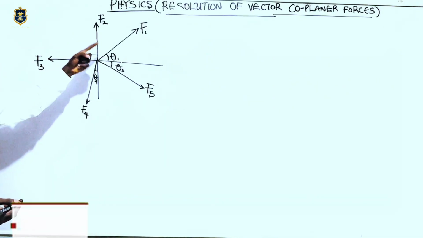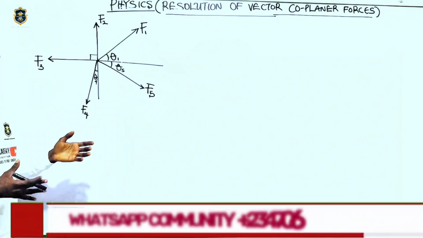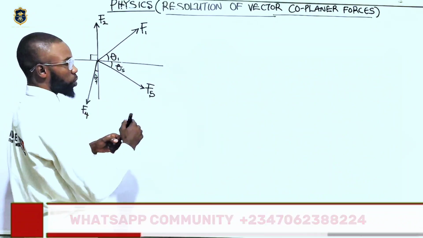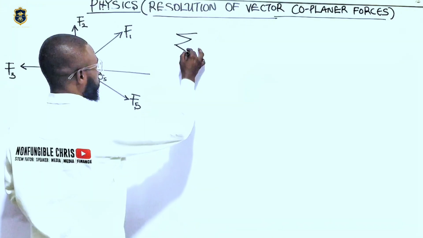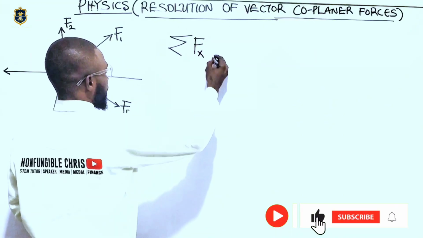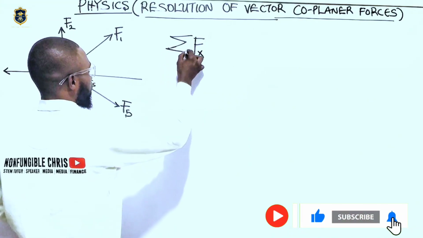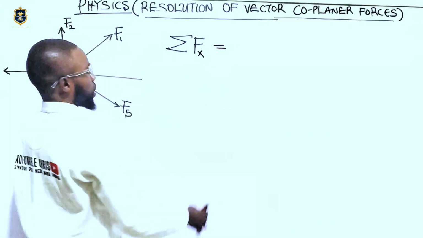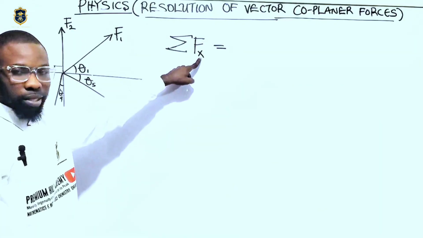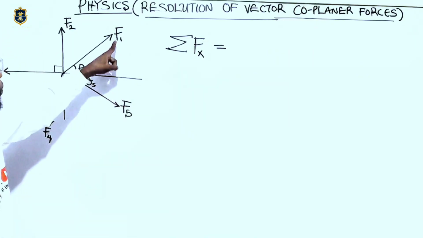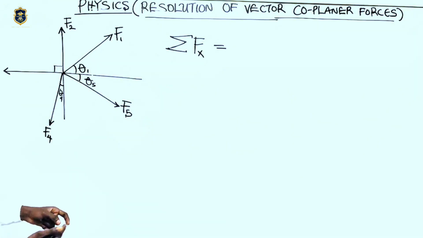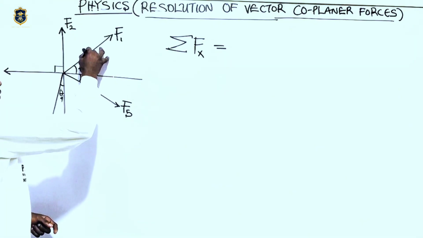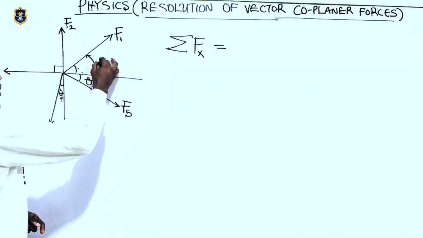Step one, we resolve all the forces into their x and y coordinates. So what we do is take the sum of all the forces in their x and y coordinates. The summation of the forces on the x-axis means sigma, the symbol for summation. Since we are resolving to the x-axis, we multiply the force by the cosine of its angle. The first one, F1, takes this angle, so let's call it theta 1.